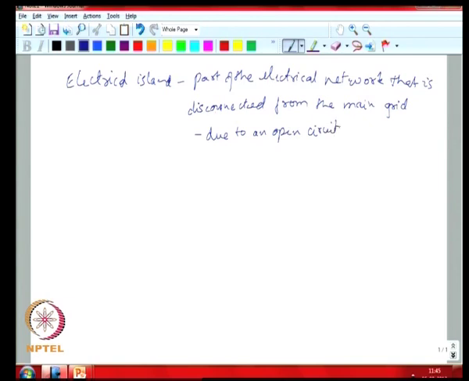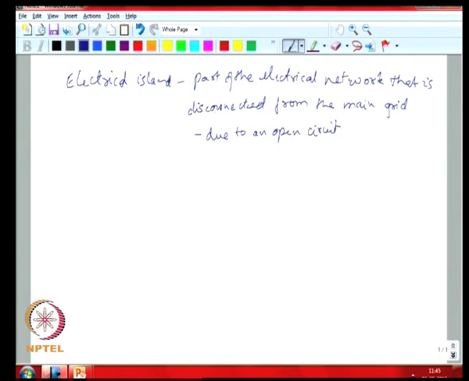A typical cause of the open circuit might be an upstream breaker opening or a fuse blowing. It can be just the wire physically breaking. So, there can be a variety of reasons why you might end up with an island. A common situation would be a breaker opening. And an electrical islanding situation can be of two varieties: you can have an intentional island, or you can have an unintentional island.